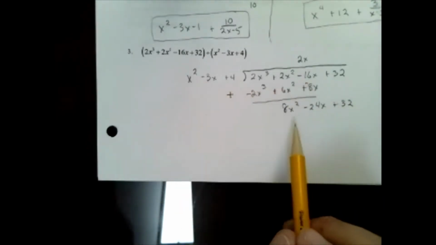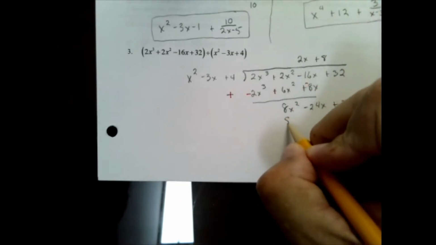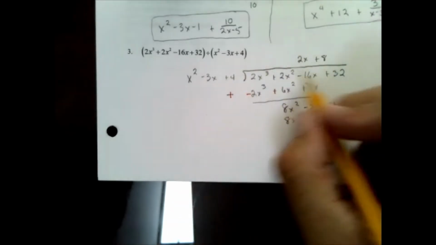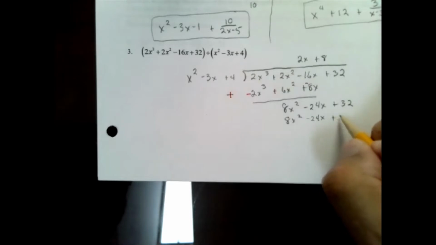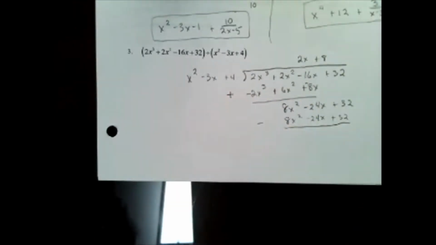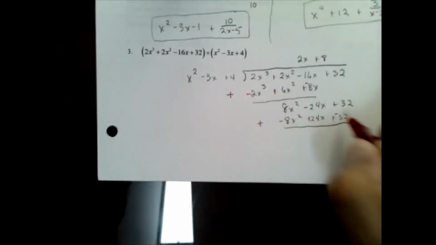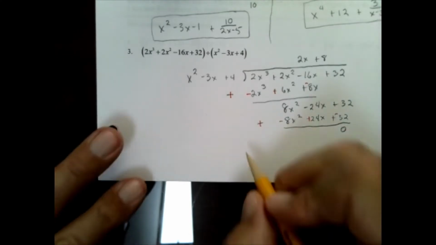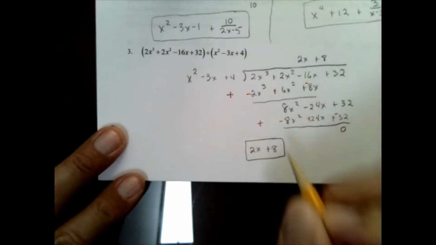What times x squared gives me 8x squared? It looks like a plus 8. 8x squared minus 24x plus 32. Subtract, same as adding the opposites. Opposite. 0, 0, 0, 0, 0. Nice. I have a remainder of 0. Final answer, 2x plus 8.